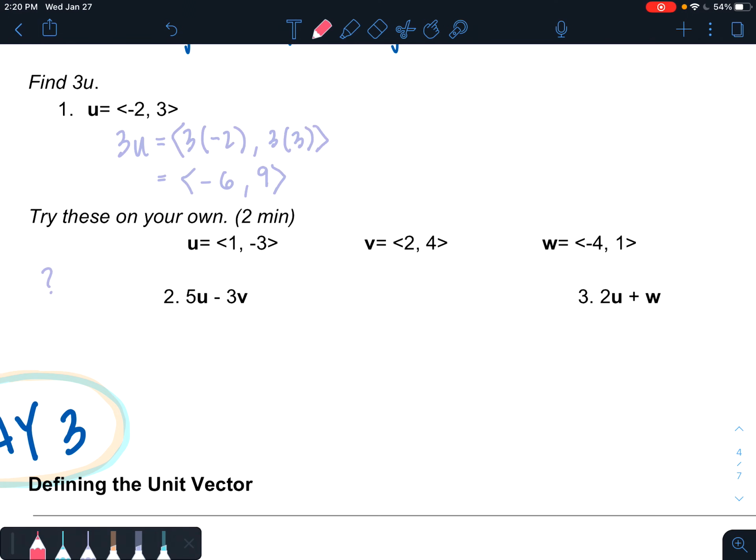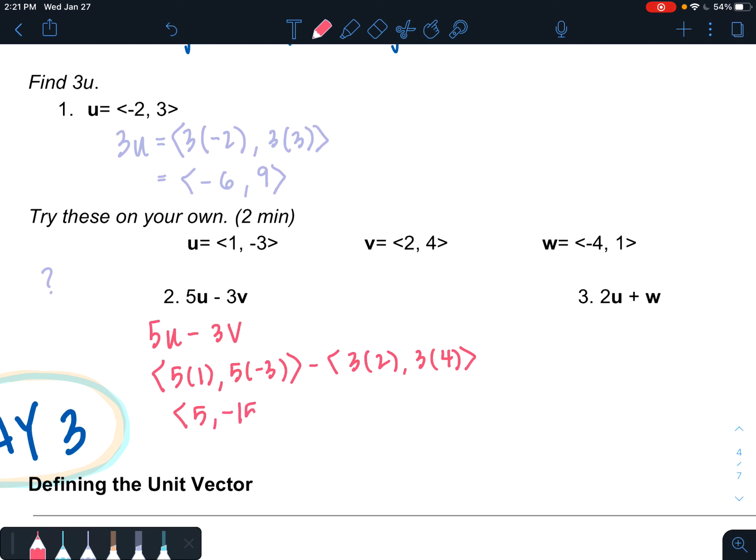All right, so for this next part, you're combining both multiplication and subtraction. So we're gonna do 5u minus 3v, and I am gonna show all of my work. So I'm gonna have 5 times 1 and 5 times -3 minus v, which is 2, 4. So we've got 3 times 2 and 3 times 4. So then we have 5, -15 minus 6, 12. And so then when we combine those together, we have 5 minus 6, -15 minus 12, finishing it out to be -1, -27 for that.